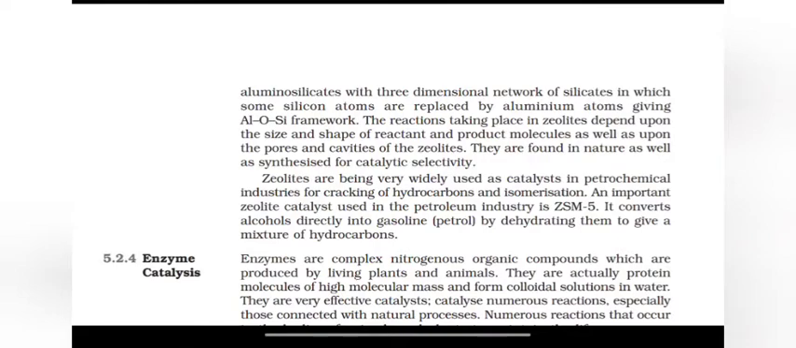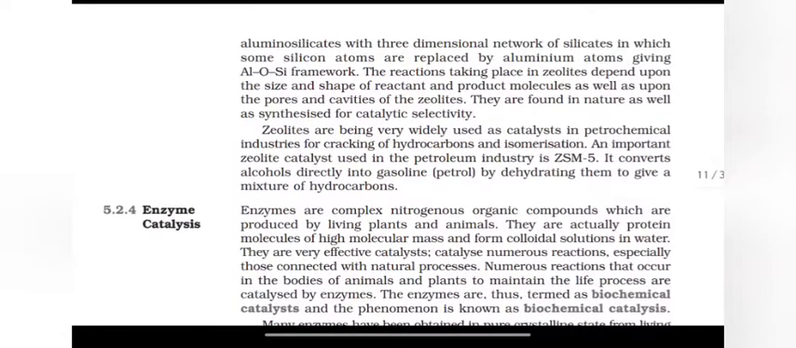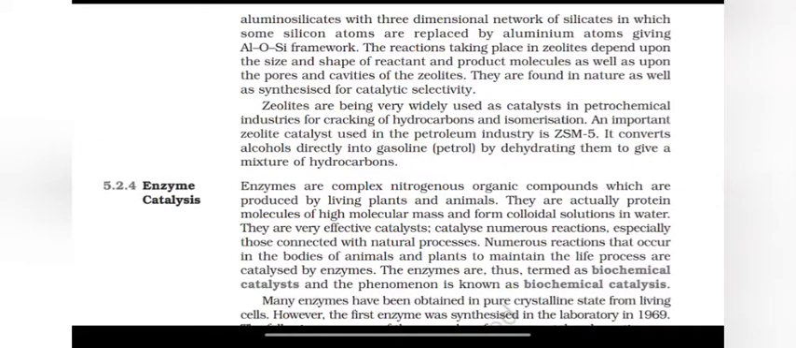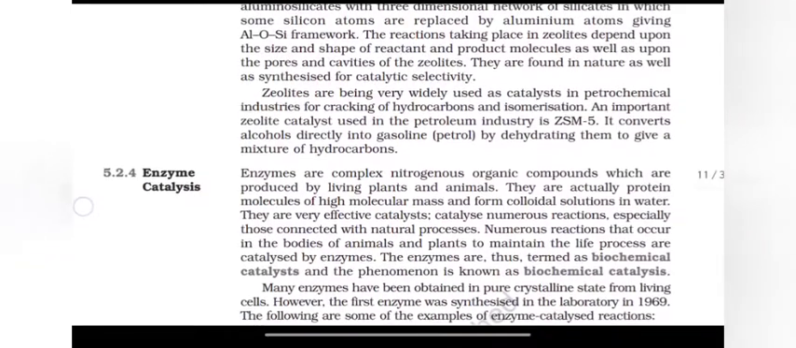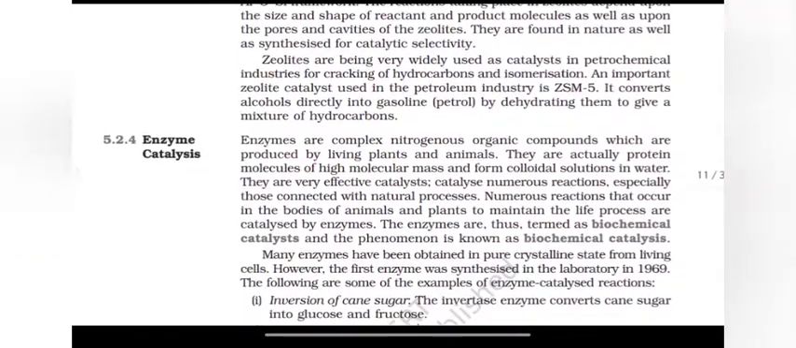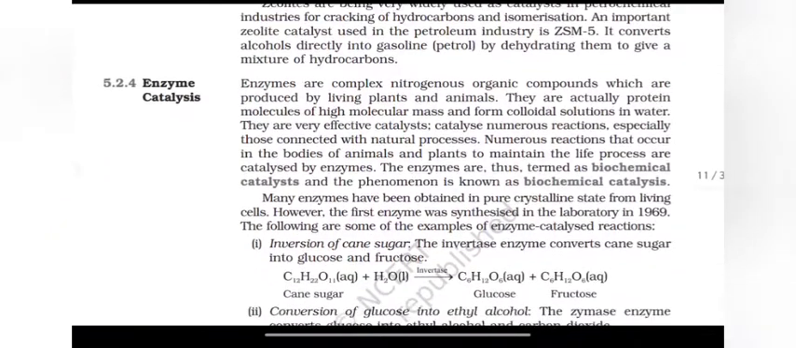The reactions taking place in zeolites depend upon the size and shape of the reactant and the product molecules as well as upon the pores and cavities of the zeolites. They are found in nature as well as synthesized for catalytic selectivity. Zeolites are very widely used as catalysts in petrochemical industries for cracking of hydrocarbons and isomerization. An important zeolite catalyst used in the petroleum industry is ZSM5. It converts alcohols directly into gasoline by dehydrating them into a mixture of hydrocarbons.